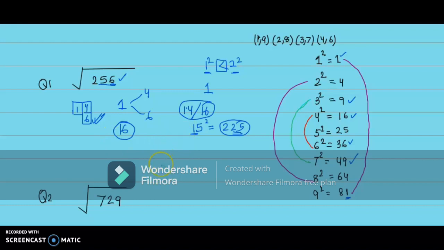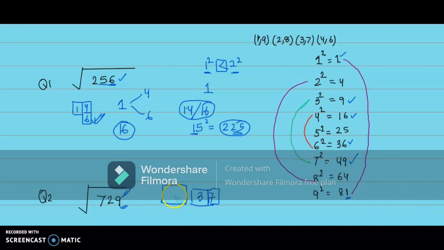The same method will be applicable for larger numbers also. So let us take a look at the next number, that is 729, and we have to find the square root of 729. First we have to look at the last digit, which is 9. As the last digit is 9, the units digit is definitely either of the two which I told you, 3 or 7. And what about the tens digit?